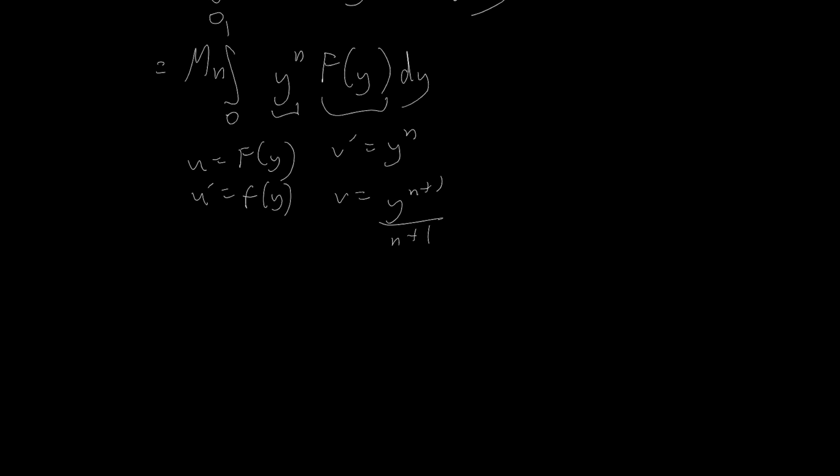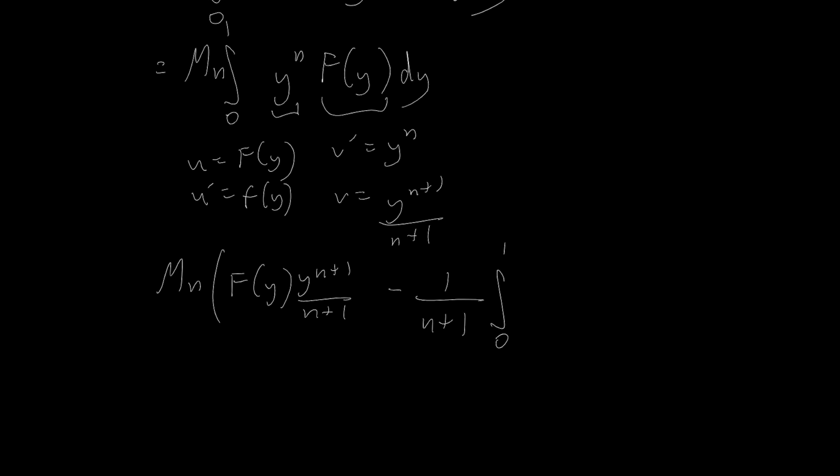Okay, so now we have the following. So F(y) times y to the n plus 1 over n plus 1, and then subtracted by 1 over n plus 1, and then this integral here. So it's just y to the n plus 1 f(y). And you can immediately see that this integral here, as we said not too long ago, is E[X^(n+1)], which is mu_{n+1}.